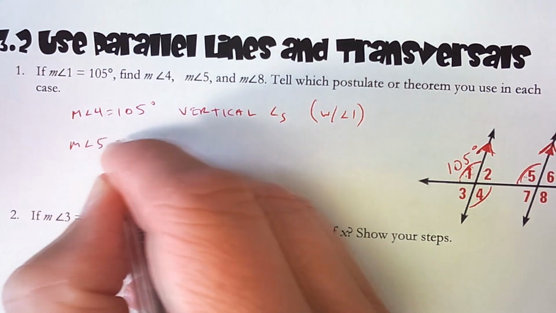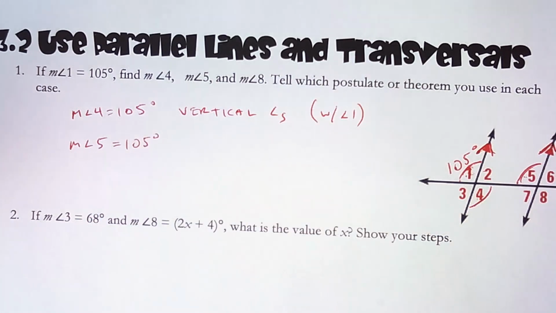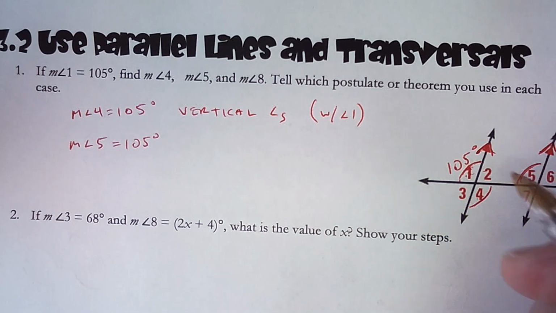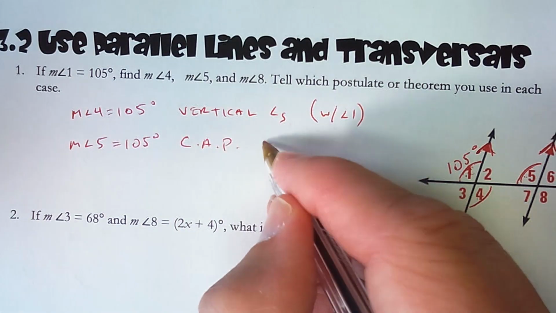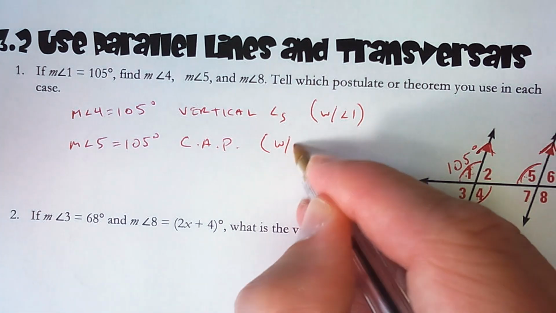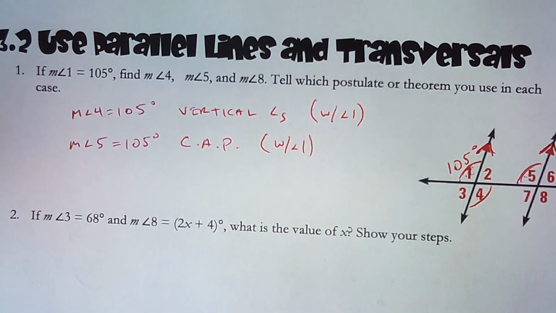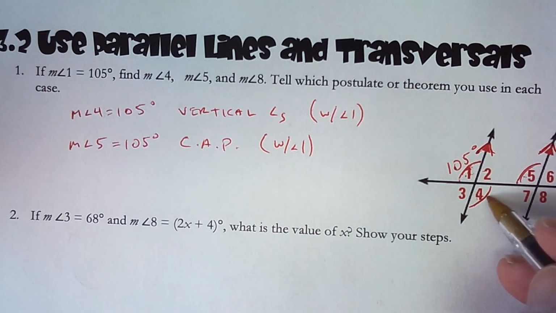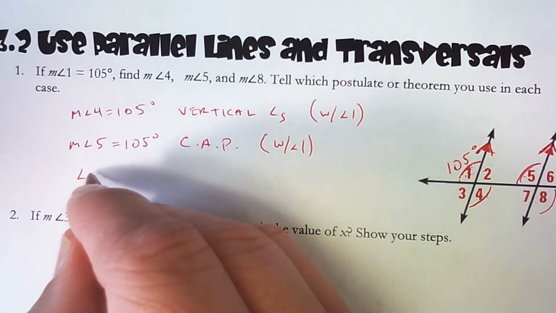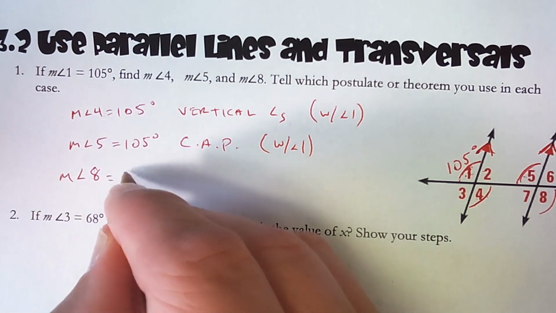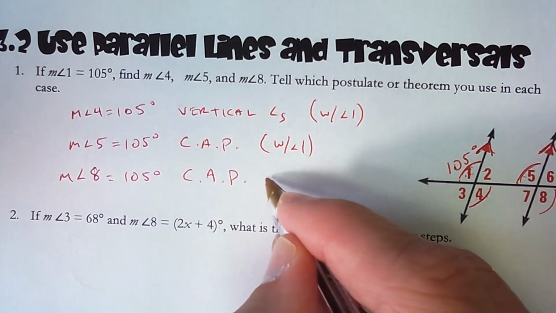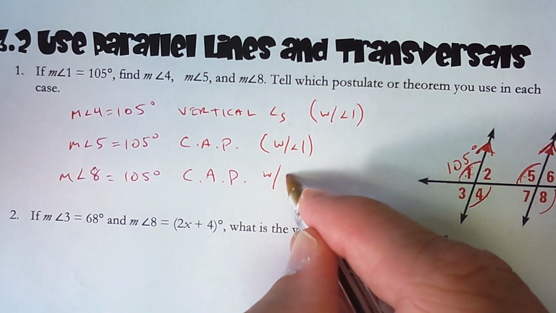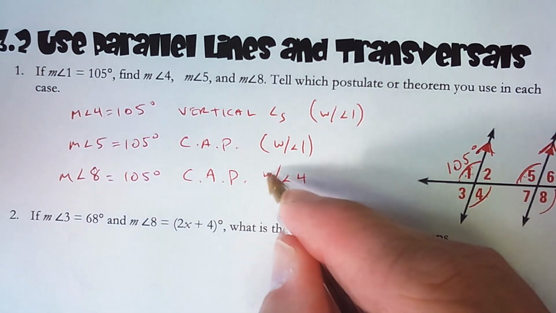So 1 and 5 are congruent. So the measure of angle 5 is 105 degrees. Okay, and why is that? It's because of the corresponding angles postulate, and I'm going to say it's corresponding with angle 1. Angle 4 and 8 are corresponding. They're both in a bottom right position. So angle 8 has that same measure of 105 degrees because of the corresponding angles postulate, because it's corresponding with angle 4.